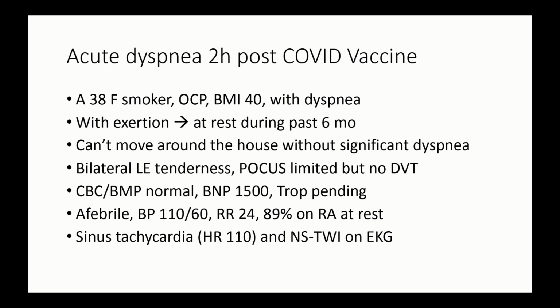And the patient has a high BMI. She is afebrile. She has a normal blood pressure. She's certainly tachypneic and hypoxic. And she has sinus tachycardia with non-specific T-wave inversions in the inferior leads. And while her lower extremities are tender, your scanning partner gets some images of compressible veins in the lower extremities, and your suspicion for a DVT is low. So her BNP is high, troponin is pending, and the CBC and chemistry are normal.